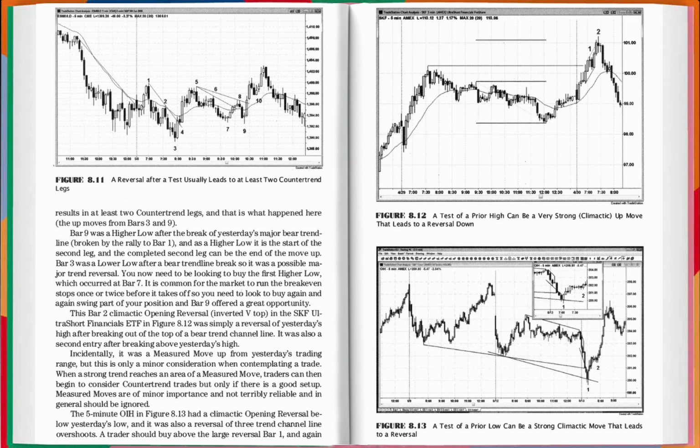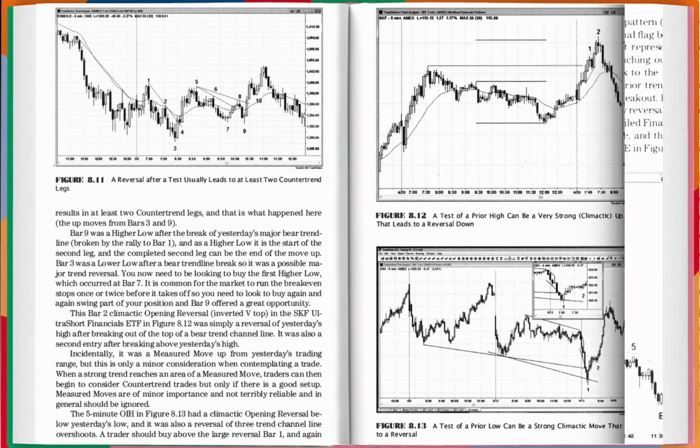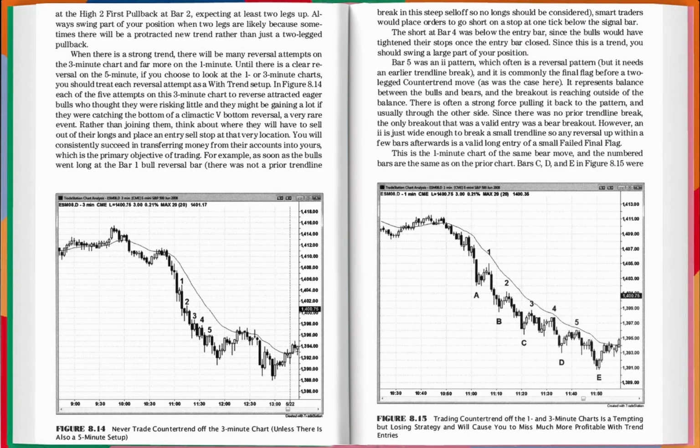The 5-minute OIR in figure 8.13 had a climactic opening reversal below yesterday's low, and it was also a reversal of 3 trend channel line overshoots. A trader should buy above the large reversal bar 1 and again at the high 2 first pullback at bar 2, expecting at least 2 legs up. Always swing part of your position when 2 legs are likely, because sometimes there will be a protracted new trend rather than just a 2-legged pullback.